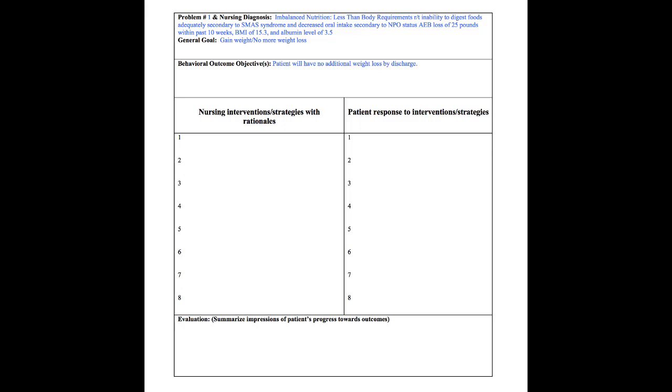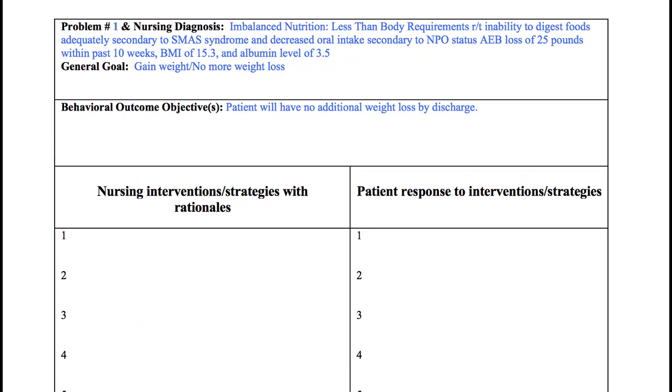On the second page, you should start with the problem and nursing diagnosis in the top box. Write the nursing diagnosis that you are creating a plan for. These should be in the order in which you prioritize the diagnoses. For this example, we are looking at imbalanced nutrition, less than body requirements, related to inability to digest foods adequately, secondary to SMAS, and decreased oral intake, secondary to NPO status, as evidenced by a loss of 25 pounds within the past 10 weeks, a BMI of 15.3, and an albumin level of 3.5. Here, you simply restate your entire nursing diagnosis.